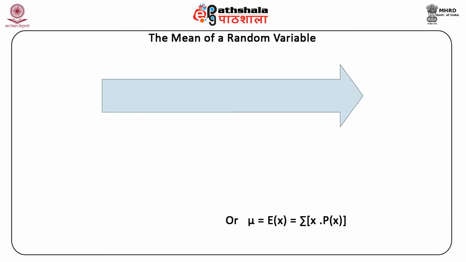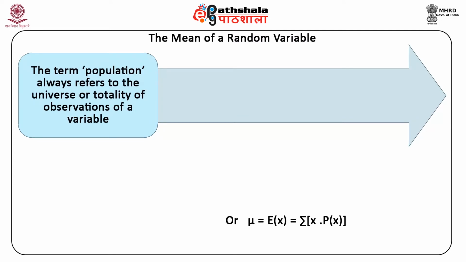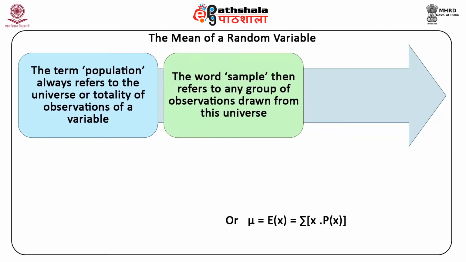In statistics, the term population always refers to the universe or totality of observations of a variable. The word sample then refers to any group of observations drawn from this universe. We have already dealt with the question of how a sample of data may be arranged into a frequency distribution and summarized by measures such as arithmetic mean and standard deviation or variance.